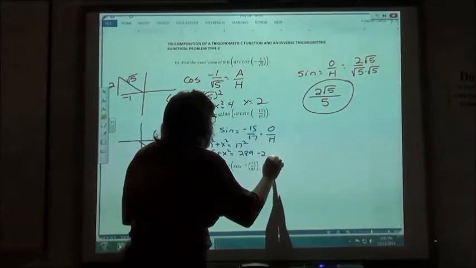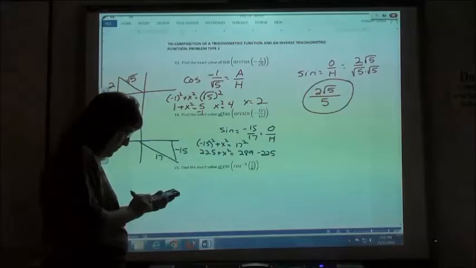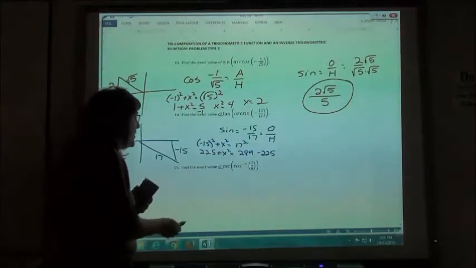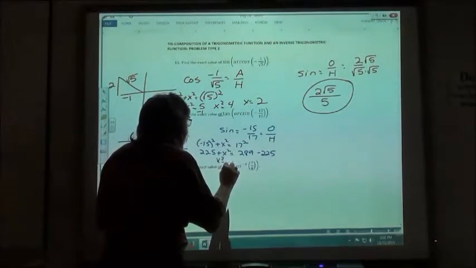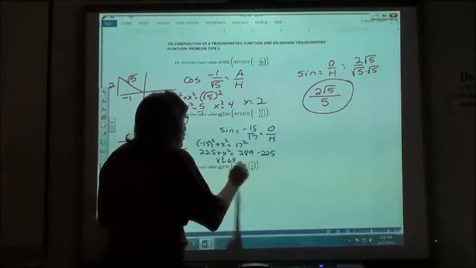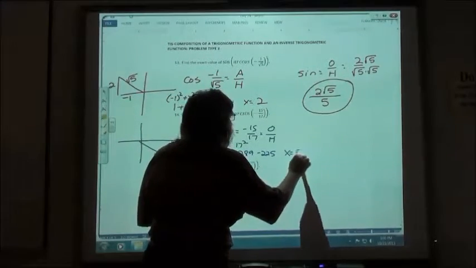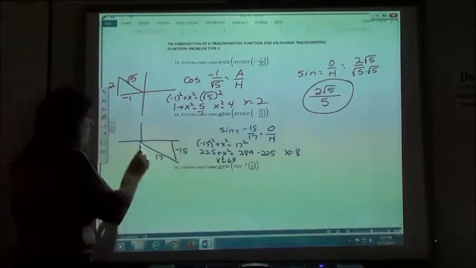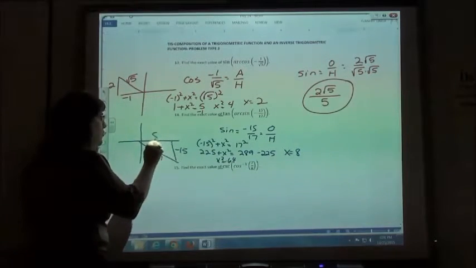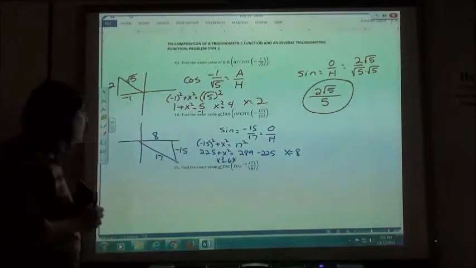So if I subtract my 225, I get 64, and the square root of 64 means I'm going to have 8. 8 is going to be in the positive direction, so I have a positive 8 there.